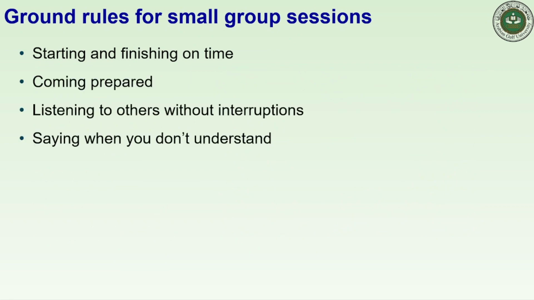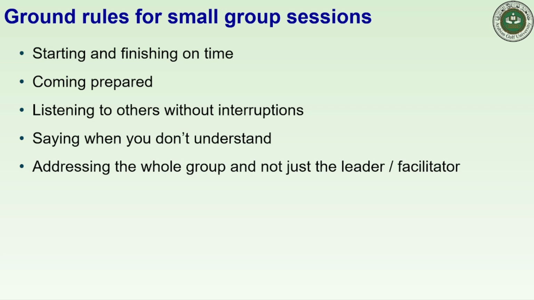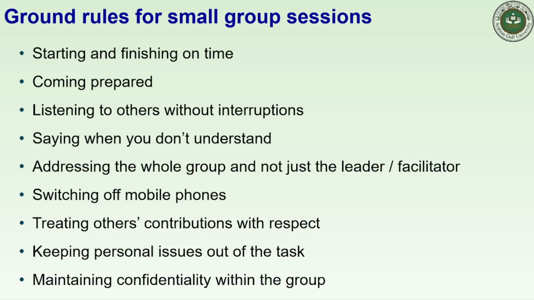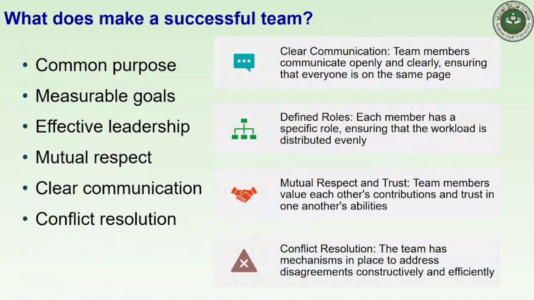Again, these are the ground rules. Just go through them, and we might ask you which one of the following is not a recommended ground rule. Then you should be familiar. Yes, what makes a successful team? Please remember, these are the characteristics of a successful team: common purpose, measurable goals, respect, communication, conflict resolution.